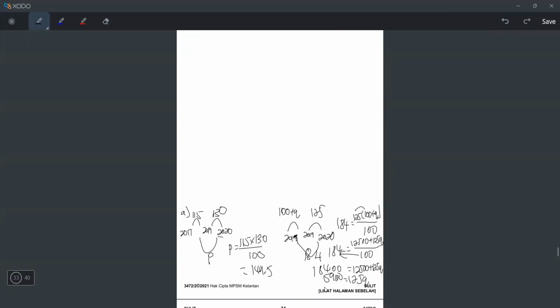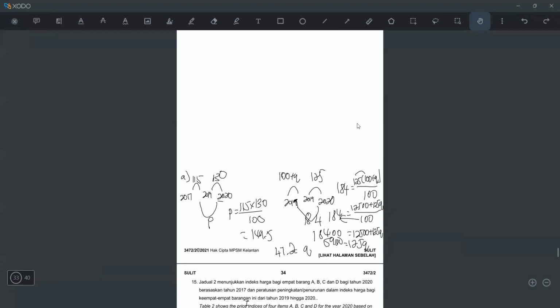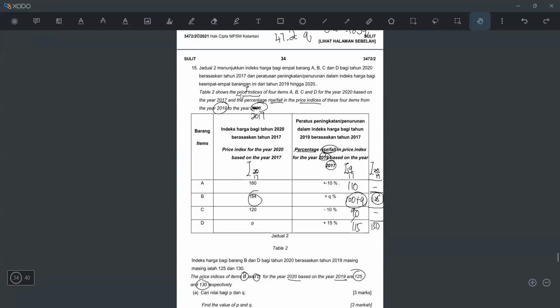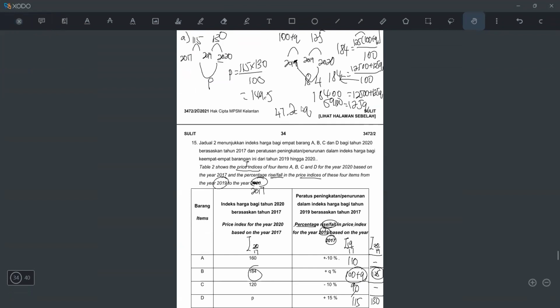So final answer, what's Q? 47.2. Yeah. So let's see if it makes sense or not. Q is correct. It means Q is 47.2%. That means the I will be 147.2. The I, but they don't want the I, they want the Q. So that's the answer.